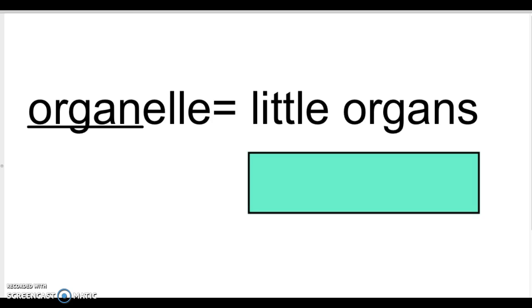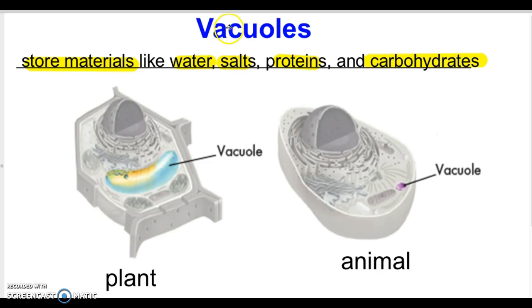The first organelle I want to review is a vacuole. Vacuoles are a storage compartment. They store materials like water, salts, proteins, other carbohydrates, and food within the cell. If you look at the difference between a plant vacuole versus an animal vacuole, there are differences because plants store different amounts of water versus an animal cell.